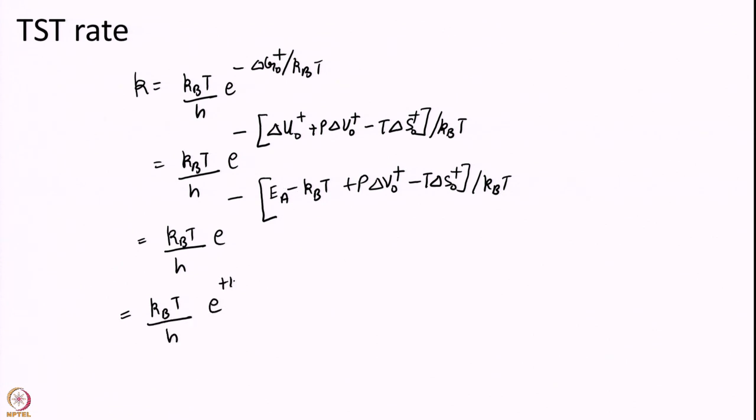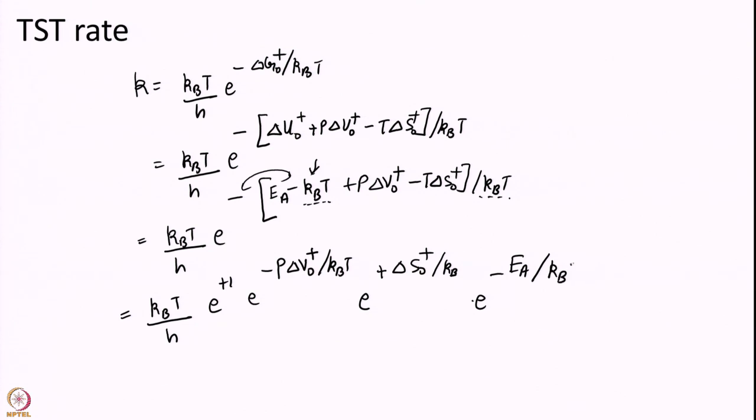I will write this term first. So, you see I have kT over kT, that gives me 1, and minus into minus gives me plus 1. Then I will write e to the power of minus P delta V naught over kT, and then e to the power of plus delta S naught over kB, and finally e to the power of minus Ea over kBT.